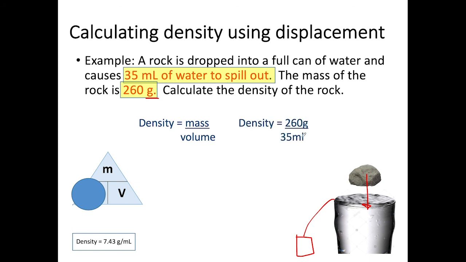So what I can do is I can plug that into my formula. So I've got my mass, 260 grams, and I've got my 35 milliliters of water that is being dumped out of the container. So 35 milliliters. So I'm going to divide 260 grams by 35 milliliters. What I'm going to get for my density is 7.4 grams over 1 milliliter. So 7.4 grams per 1 milliliter is what my answer is. So I've got 7.4 grams of weight within 1 milliliter of this rock.